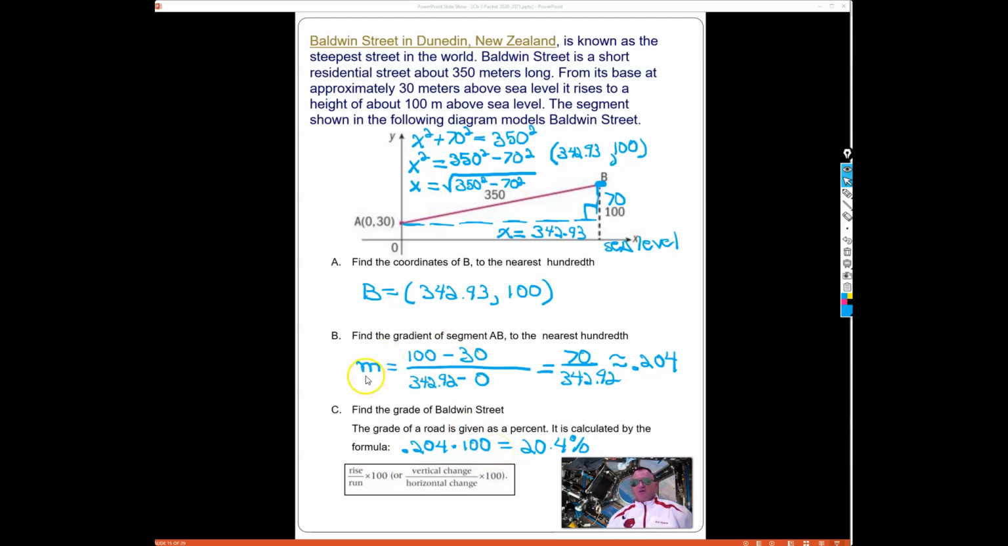Now you probably don't have any appreciation of whether that's steep or not very steep. Well, here's the actual street, and you can decide for yourself.